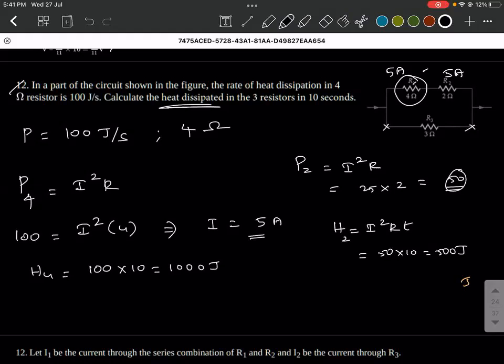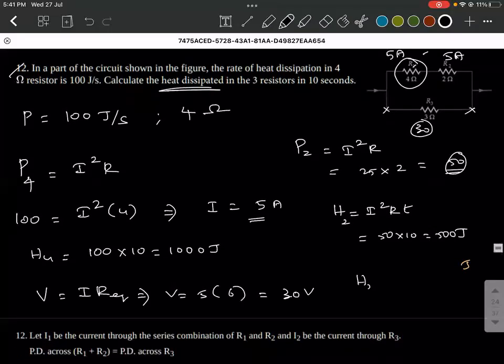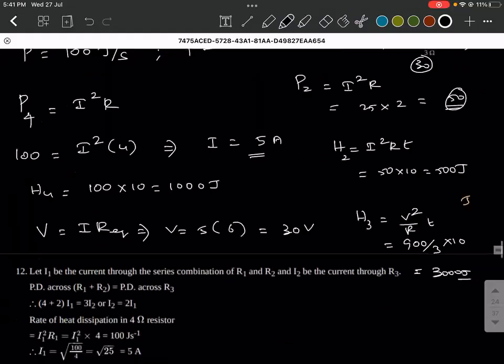So how did you get the 3000? What is the value of V? V is equal to I into R equivalent. I is 5, R equivalent is 6. That is going to be 30 volt. So the same 30 volt will appear across the 3 ohm resistor also. So heat across the 3 ohm resistor can be written as V square by R into T. Very good. So V square, 900 divided by 3 into 10. How much is this? 3000 joule. That is going to give us the answer.